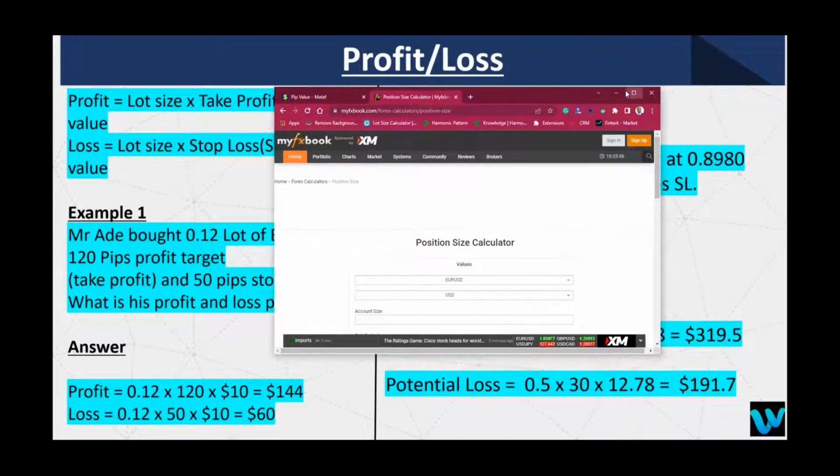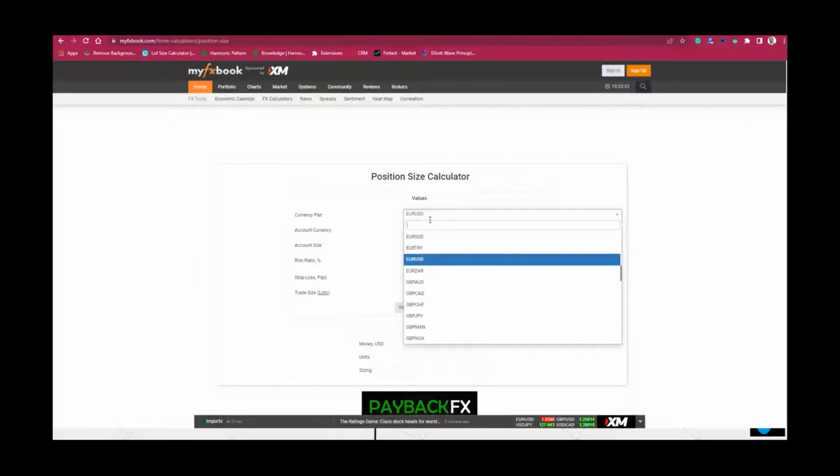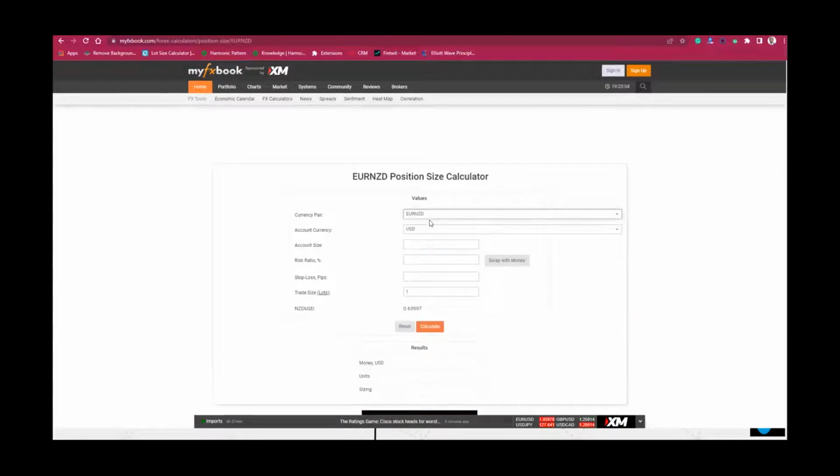And this is how it looks. This simple thing here. It will ask you what currency pair you want to trade. Let's say it is EURNZD. And it will ask you, your account is in US dollar, right? So you put it as US dollar. It will ask you what your account size is. Let's say my account size is $500. That's my balance, the size of my whole account.